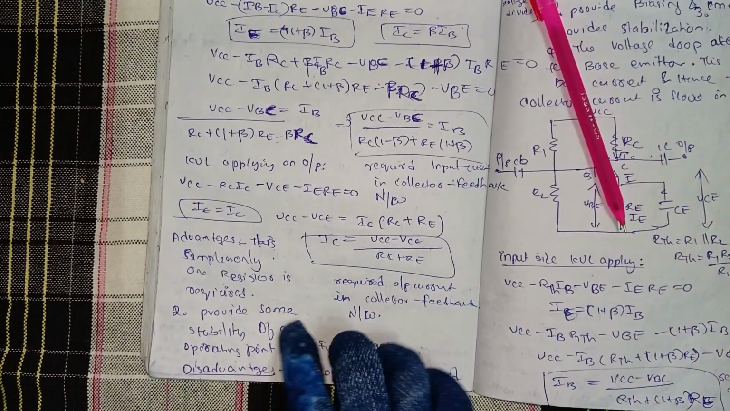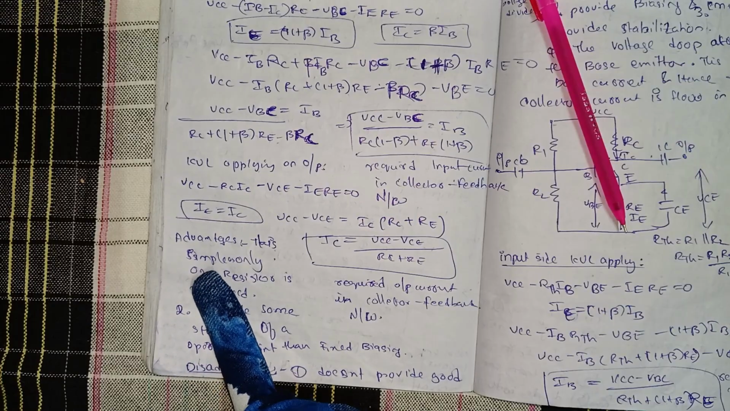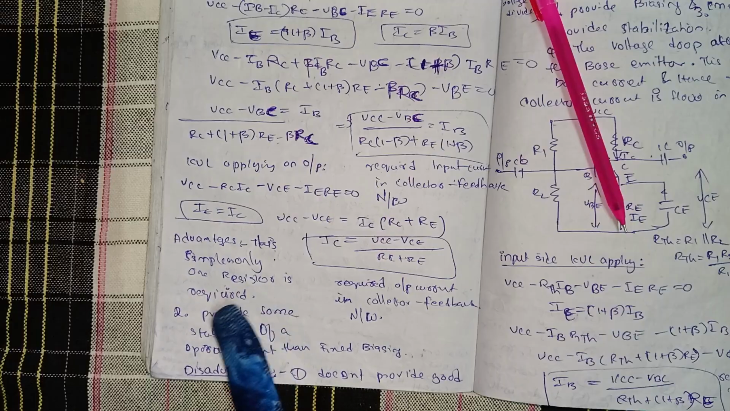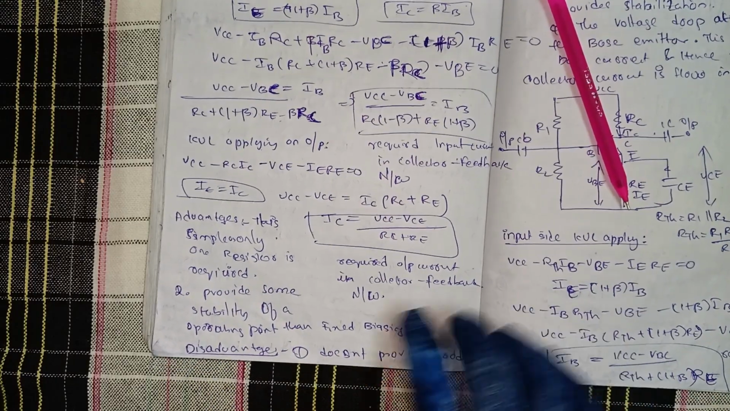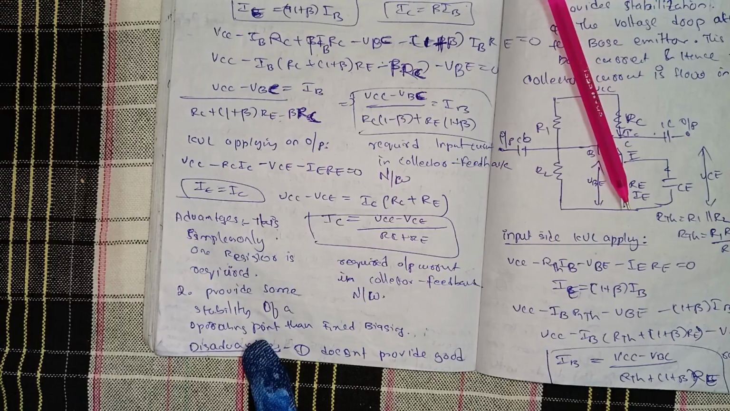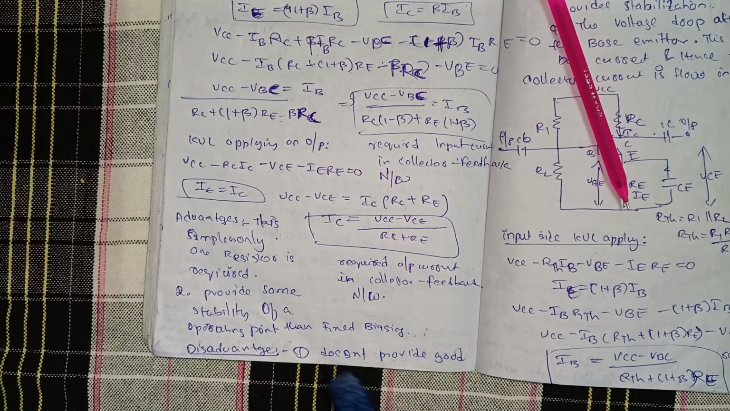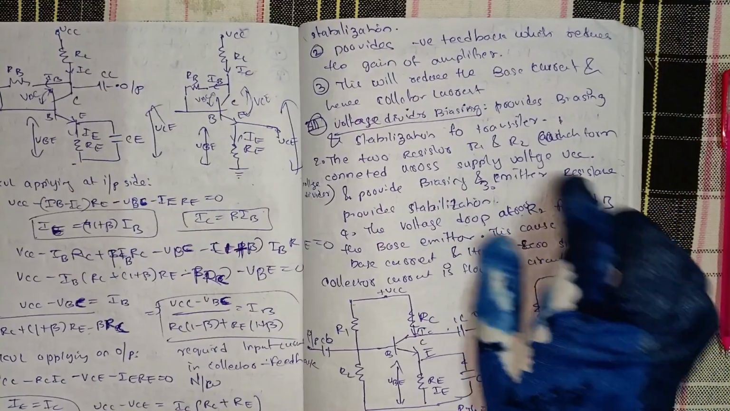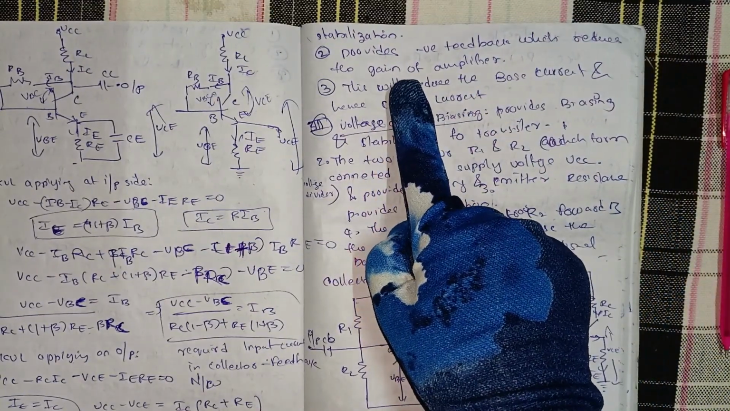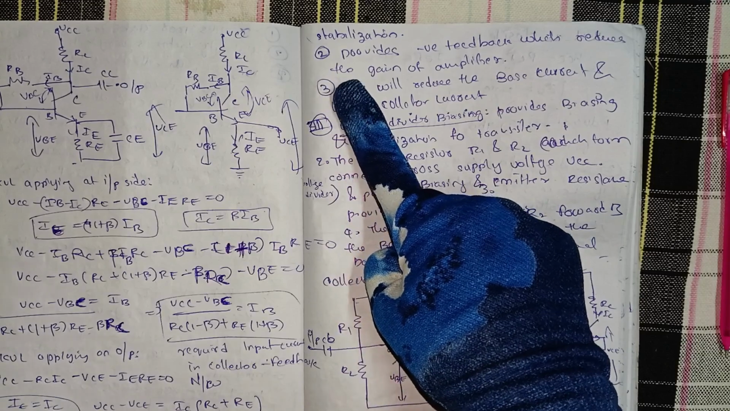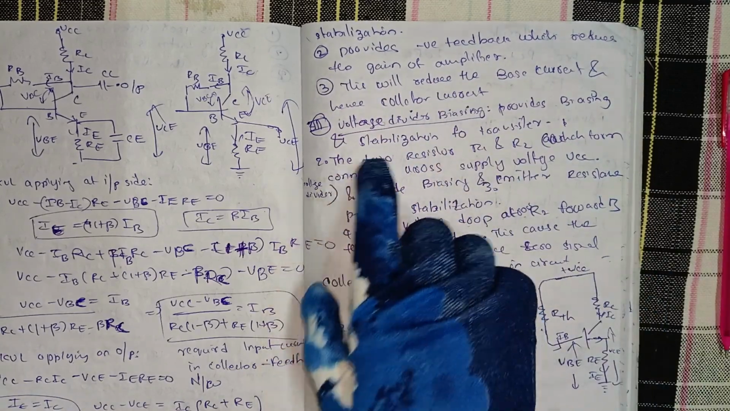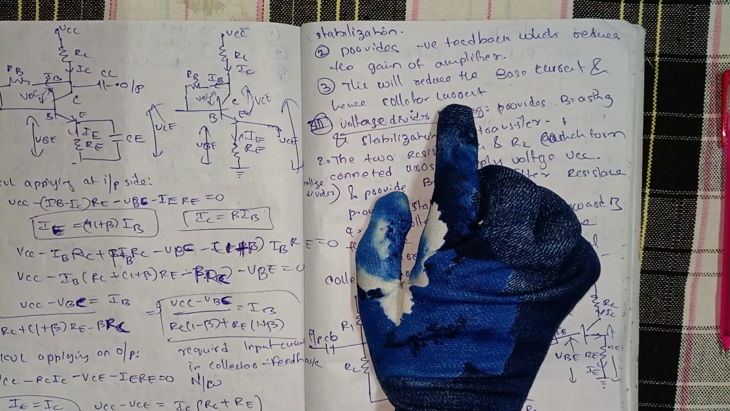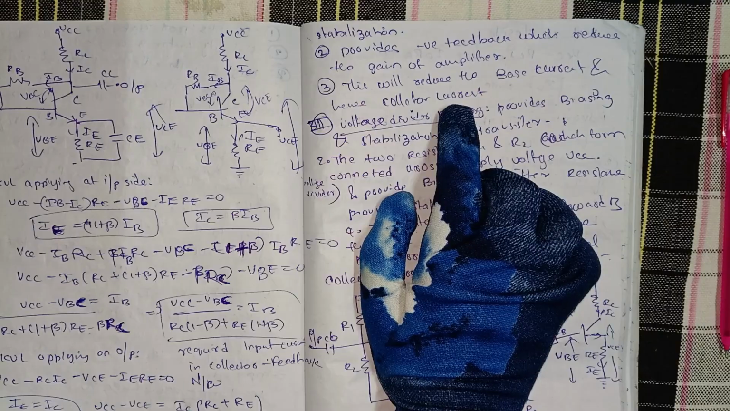Then the advantages: this is simple because only one resistor is required, and it provides some stability of the operating point compared to fixed biasing. Disadvantages: it does not provide good stabilization, and it provides negative feedback which reduces the gain of the amplifier. This will reduce the base current and hence the collector current.